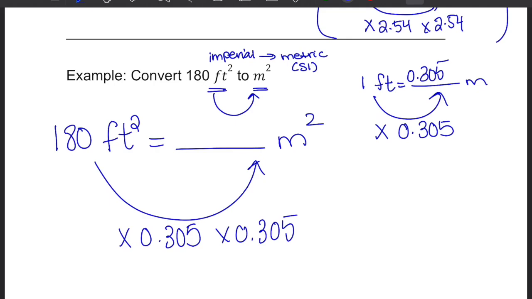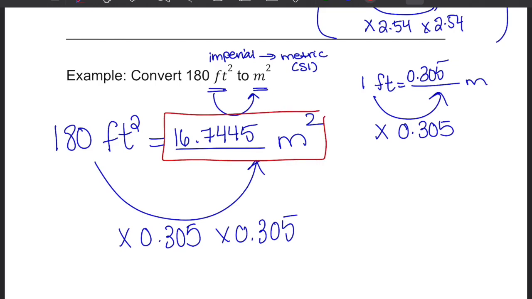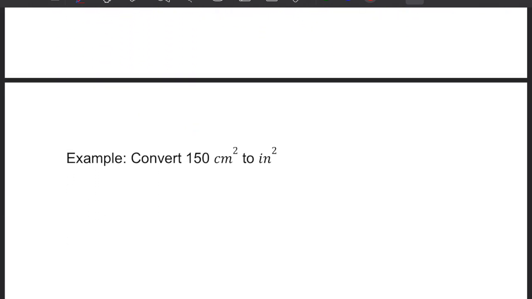So on your calculator, you're going to go 180 times 0.305, hit enter, and then multiply again 0.305, and that will give you 16.7445 meters squared. This is the answer. Okay? All right, let's do another example.